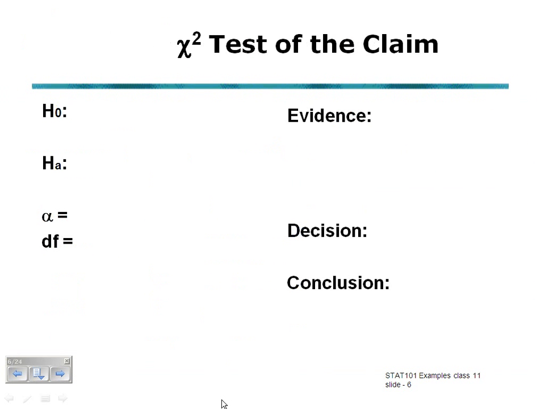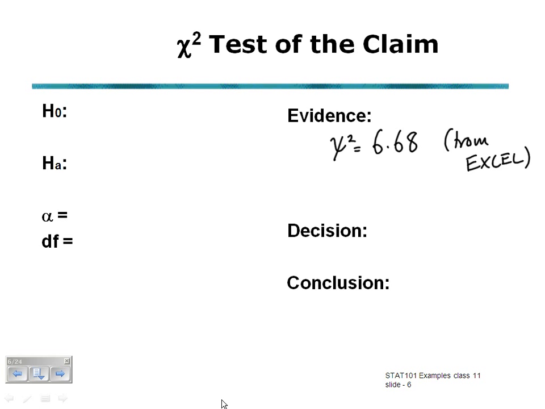So now let's have a look at doing our chi-square test for the claim. Now recall here that we had a chi-square test statistic, which we'll put in as our evidence. The chi-square test statistic was 6.68. That was the chi-square test statistic by doing the sum of the observed minus expected squared over expected from Excel. So what is our hypothesis here?